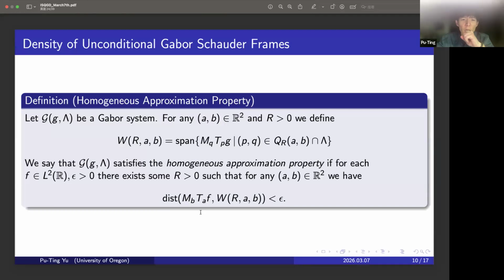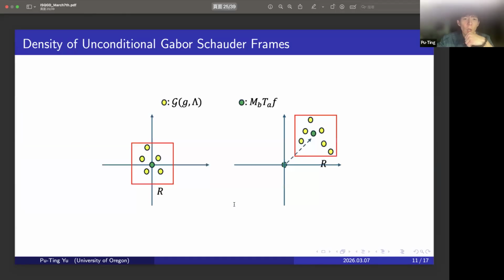For now, just think of (a,b) as the origin, so a equals b equals 0. Let me assume that the yellow points are some points from the set of time-frequency shifts associated with this Gabor system, so yellow points are just some points from Lambda. Now the homogeneous approximation property says the following. Assume (a,b) is just the origin. Then there must be enough points contained in this square so that the distance between f and the subspace generated by these points is small enough, right?